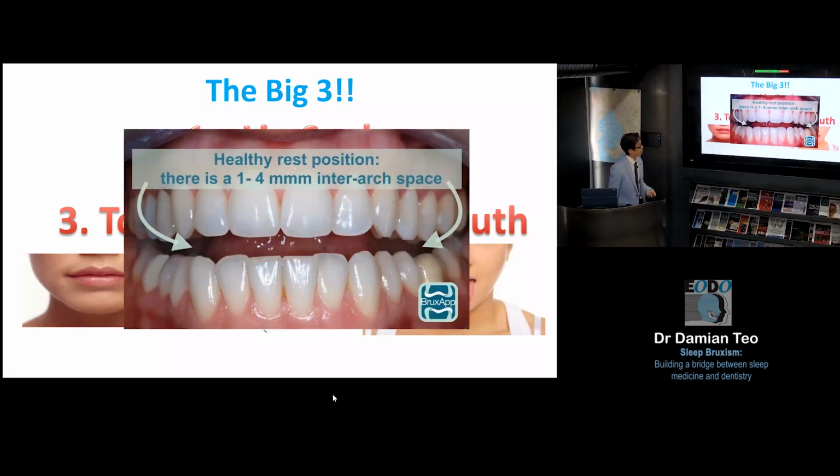And oh yeah, this is what the Brux App also shows in the phone. It actually teaches the patients to bite-free as well and tells them your teeth should always be apart when your mouth is closed. So when we're doing the bite-free, the teeth shouldn't be touching. The teeth should only touch when we're chewing or eating or swallowing. During the day, they should always be apart.